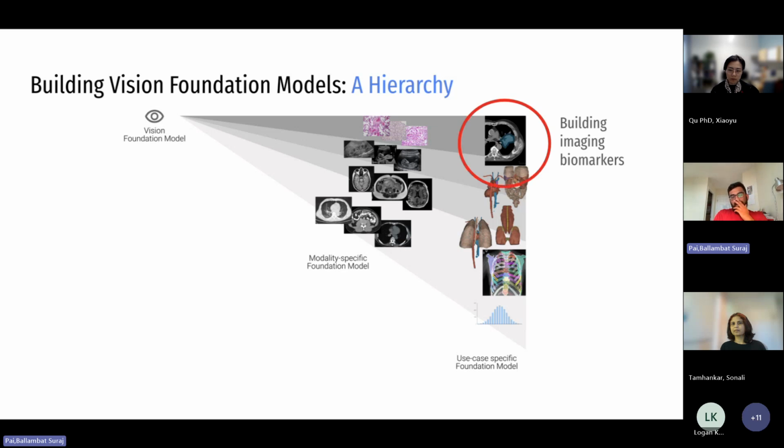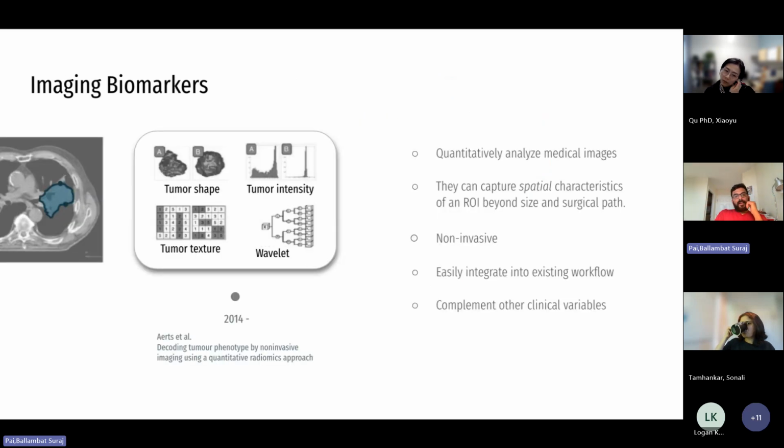And one of the first studies that we worked on is in this use case specific foundation model. We tried to see if we can build a foundation model for understanding cancer on CT imaging. What we call this is an imaging biomarker, because this gives you a sense of the underlying biology or pathology of cancer, but through CT imaging. If you're unfamiliar with imaging biomarkers, one of the first large-scale studies that investigated imaging biomarkers on CT scans was in 2014 by Aerts et al., who also happens to be my supervisor.